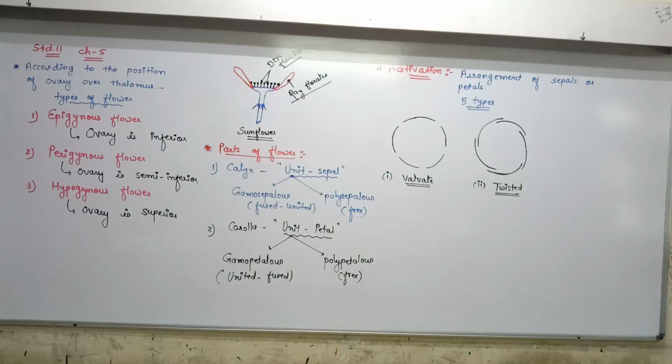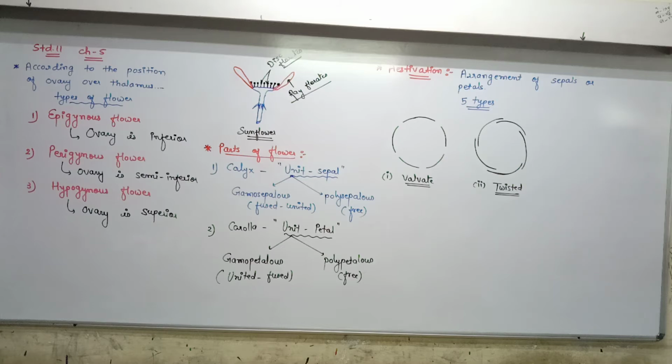Okay, what do you mean by twisted here? See, in twisted type of the excavation, here according to the diagram, 5 units are there, 5 sepals or 5 petals.